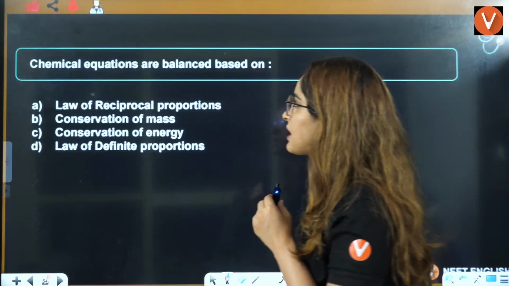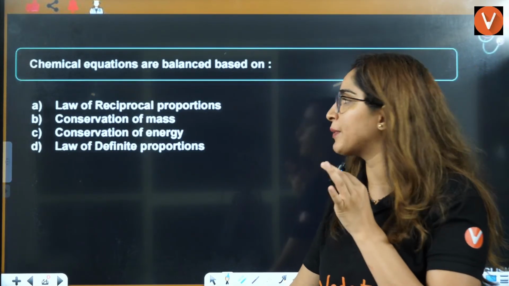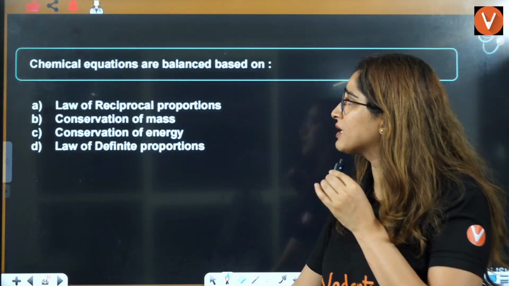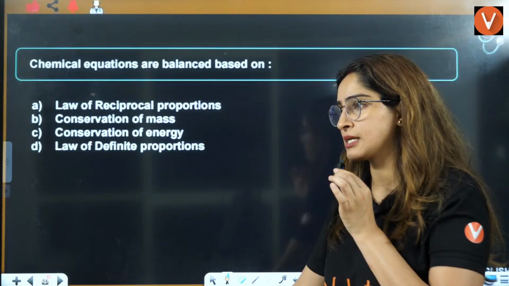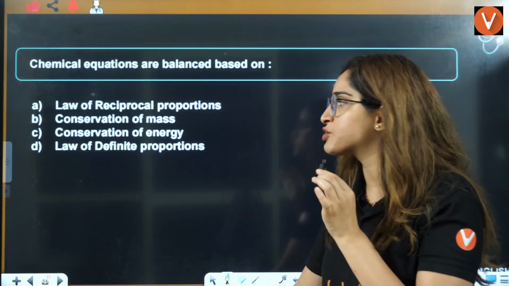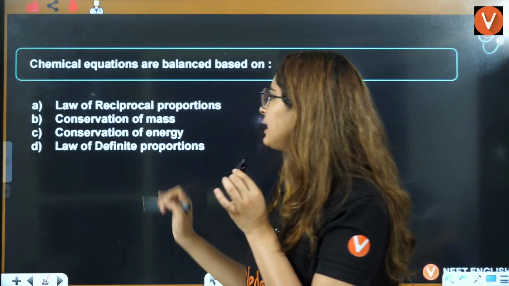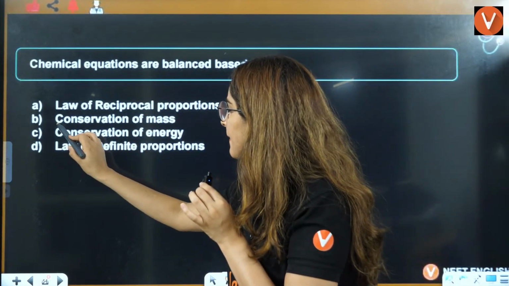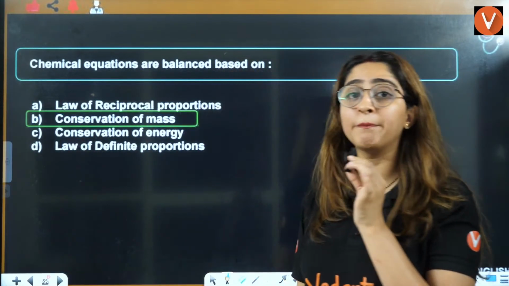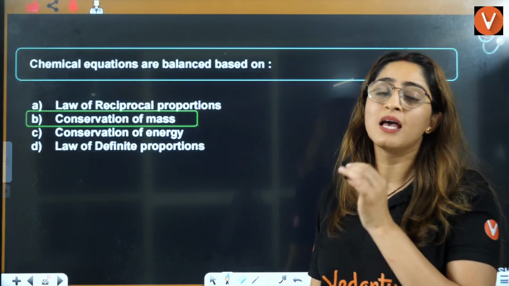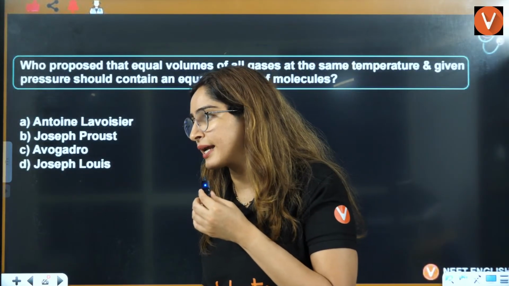Chemical equations are balanced based on which thing? Law of reciprocal proportions, conservation of mass, conservation of energy, or law of definite proportions? They are balanced based on the law of conservation of mass. Yes, conservation of mass. We talk about mass, so B is the correct answer. That's why we talk about rearrangement. So B is the correct answer here.